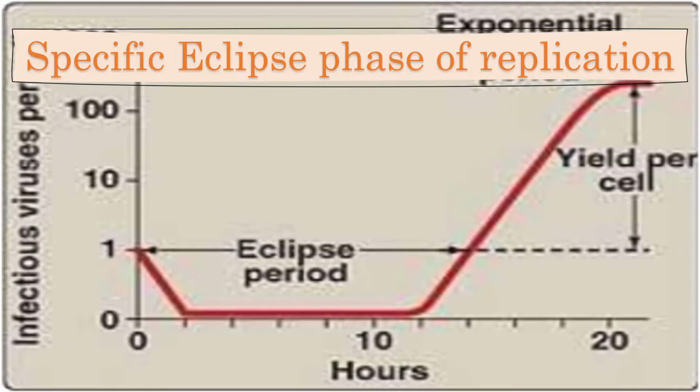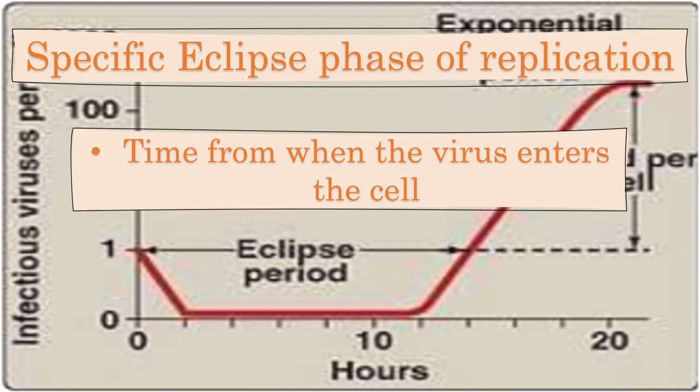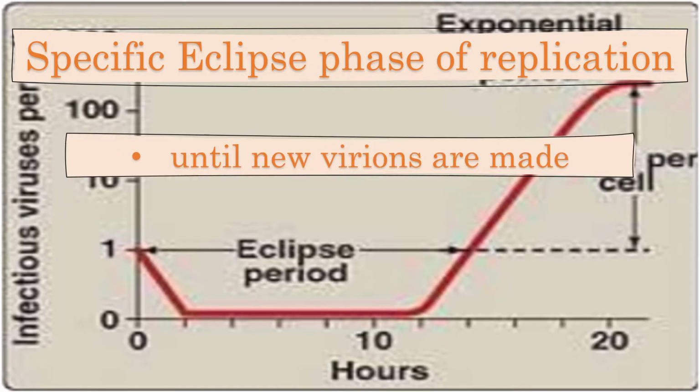The specific eclipse phase of replication of the bovine diarrhea virus is the time elapsed from when the virus successfully entered the cell, but no progeny virions are created yet. This replication phase will continue until new virions are made and lasts approximately 8 to 10 hours.